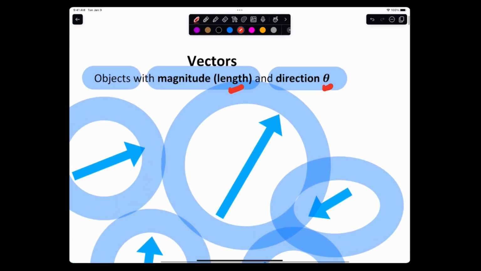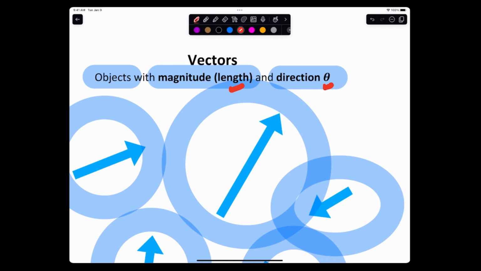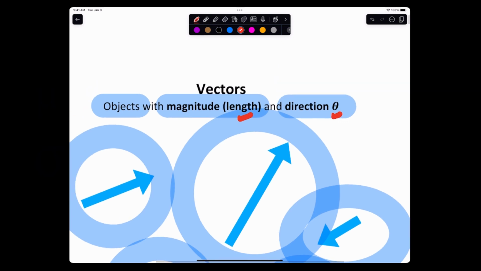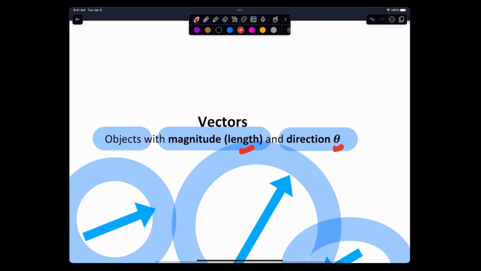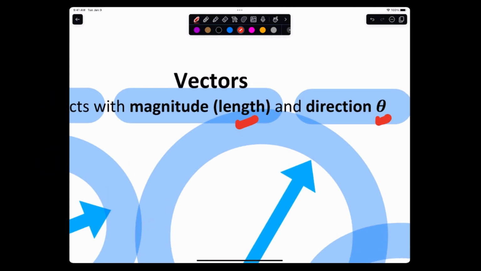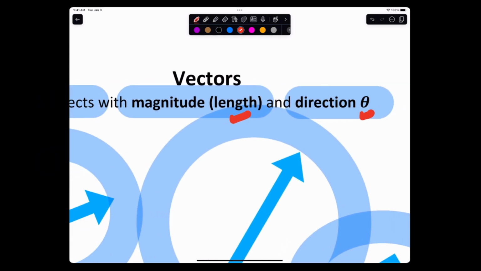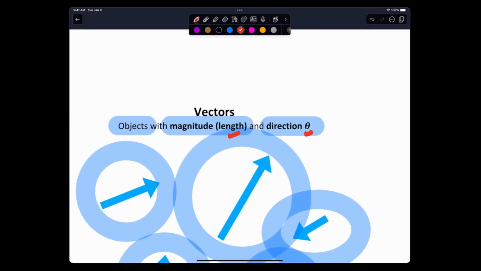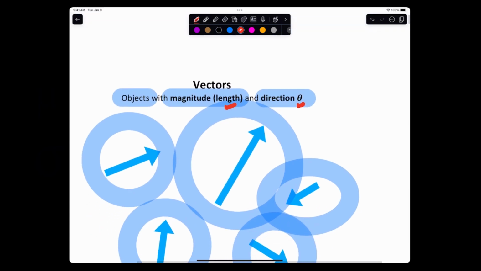So a vector is an object that has both magnitude and what? Direction, ladies and gentlemen. And they're used in science. They're used to represent forces. They're used to represent any piece of information where you care about a magnitude and a direction. And that's why we study them. We study them in science because they're very useful.